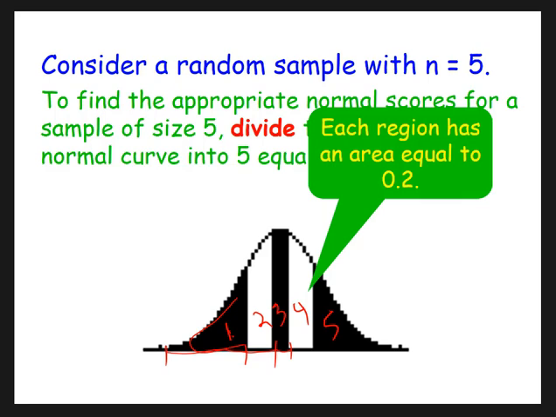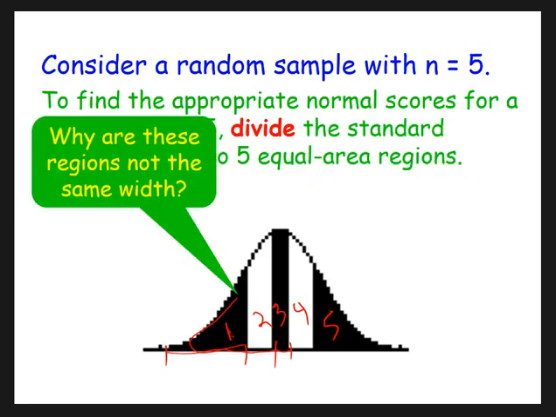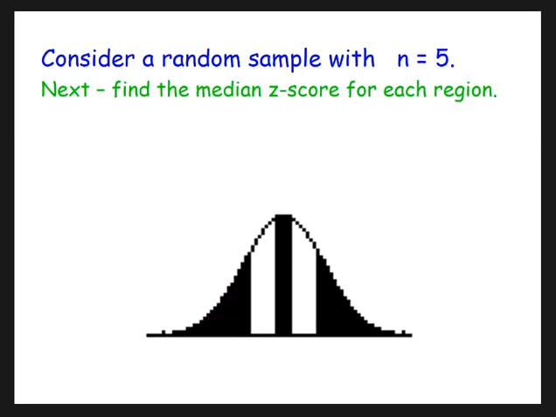Each region in this case has an area of 0.2. Again, they're not the same width because the curve isn't the same height. We're looking at equal areas, not equal ranges. Now we find the median z-score for each range. So we find the value in the middle of each.